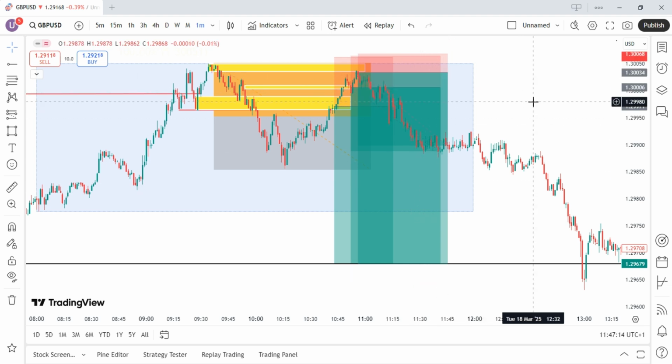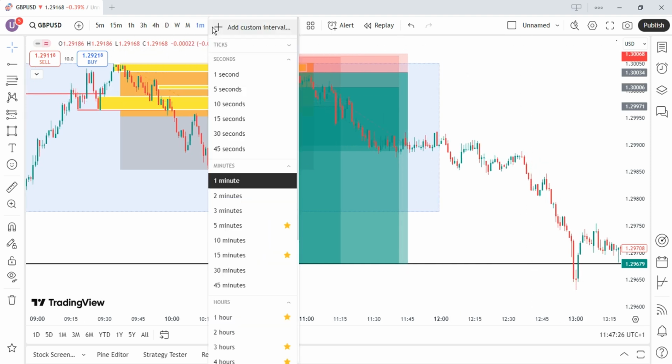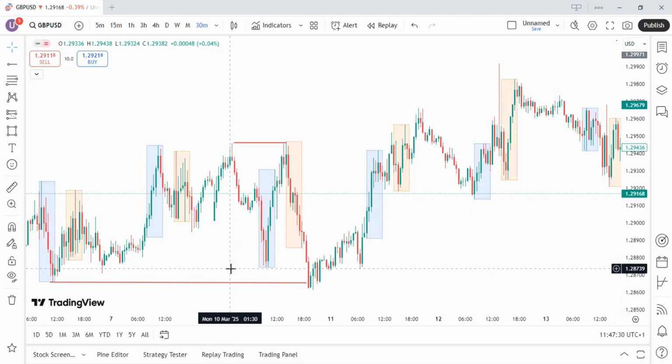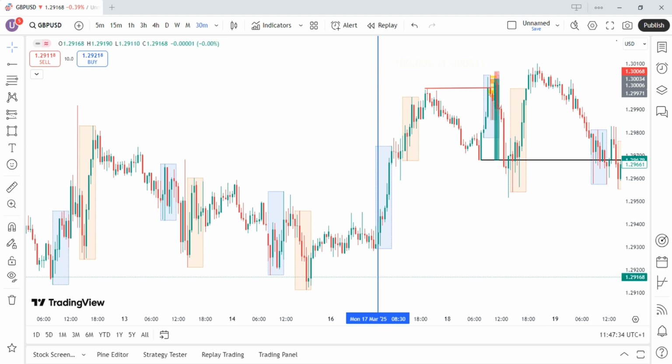Okay, so this is how we take this entry, using your 30 minutes time frame for your analysis and 1 minute time frame for your entry. So let's go back to the 30 minutes time frame and look at whether price hits our take profit. So this is the 30 minutes time frame. You can see here that price smashed our take profit. So this is for a sell scenario.